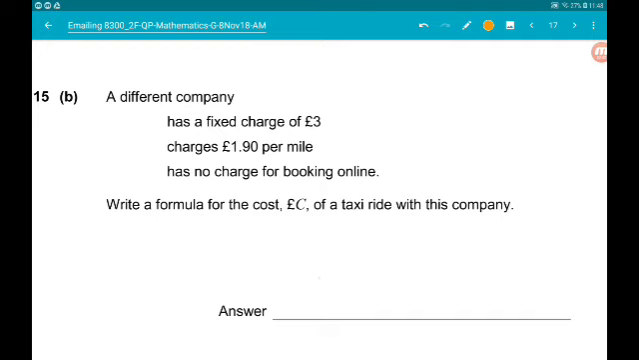Okay, so C is equal to £3, the fixed charge, add. Now the £1.90 per mile, think about it: if we go 2 miles, we would do 2 times 1.9. So if we went 3 miles, 3 times 1.9. If we go m miles, it's 1.9 m. So it's 3 add 1.9 m. Cool.